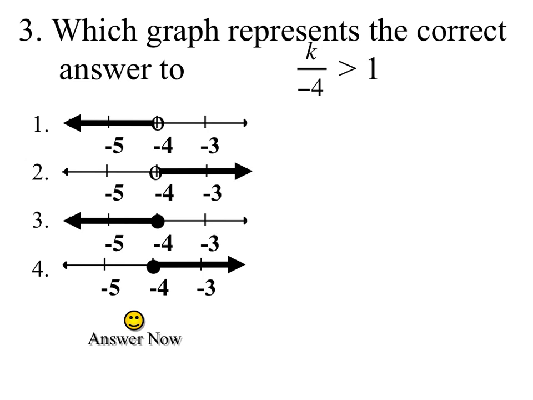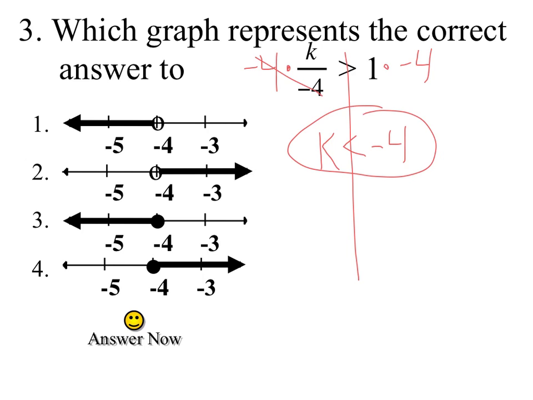So here's example 3. You can go ahead and solve it, and then there's multiple choice for which graph you think it is, and you can just graph it on your paper as well. But we should be getting rid of divided by negative 4 by multiplying by negative 4. Again, I'm multiplying both sides by a negative, so I flip, and my answer should be k is less than negative 4. Less than's an open circle, shaded to the left, so that should be option 1.